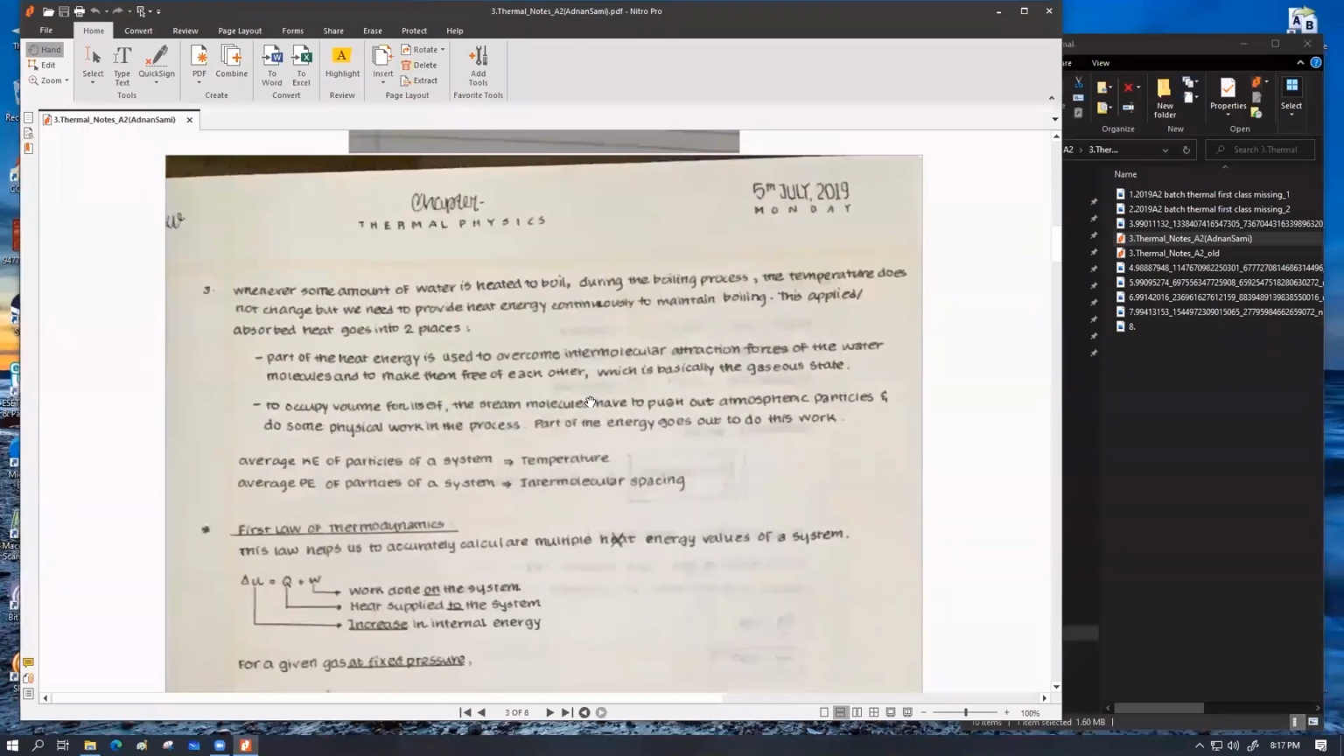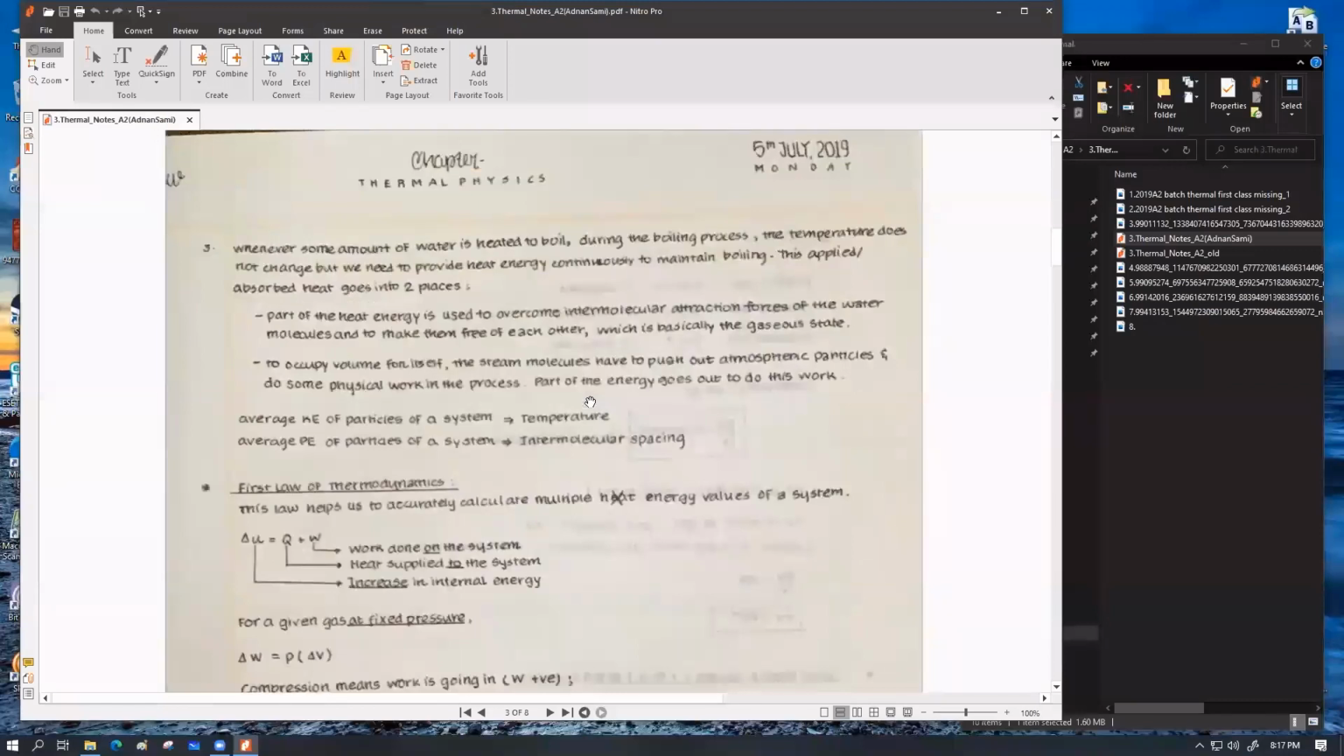Let's have a look at example number 3. Whenever some water is heated to boil, during the boiling process the temperature does not change, but we need to provide heat energy continuously to maintain boiling. This applied or absorbed heat energy goes into two places. Part of the heat energy is used to overcome the intermolecular attraction forces of the water molecules and to make them free of each other, which is basically the gaseous state. So you are going to spend some energy to strip apart the liquid molecules from each other to overcome the intermolecular force altogether.